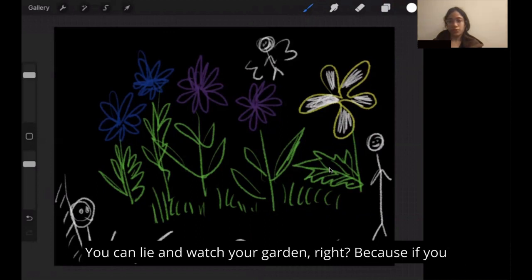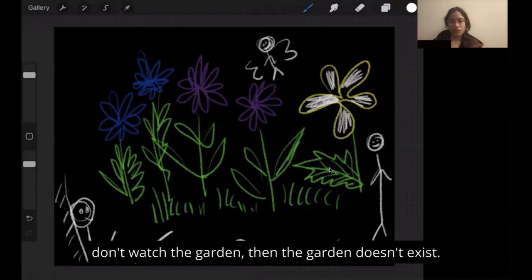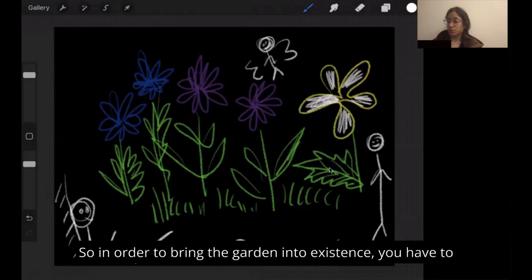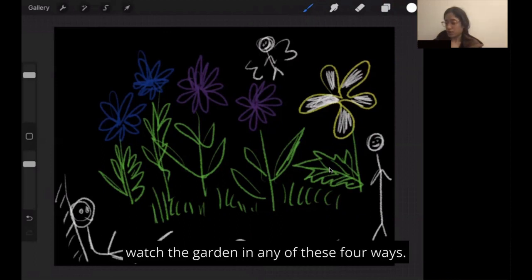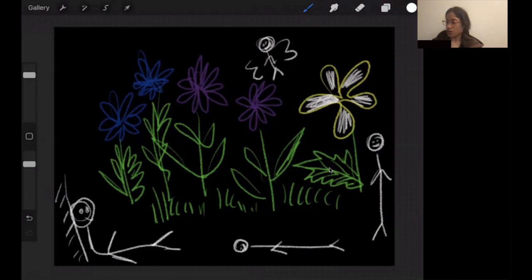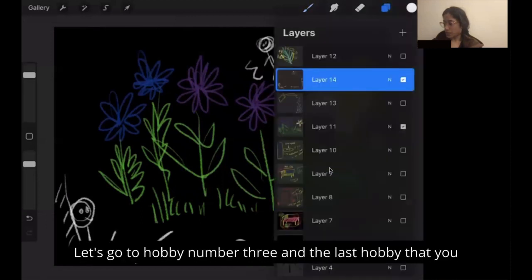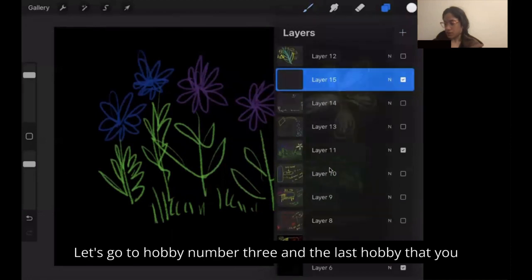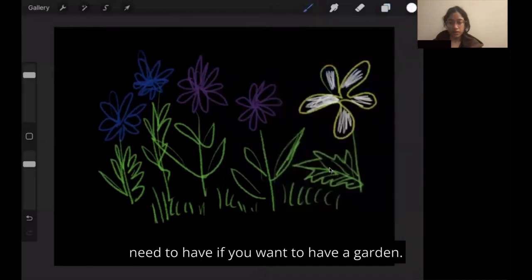Right? Because if you don't watch the garden, then the garden doesn't exist. So, in order to bring the garden into existence, you have to watch the garden in any of these four ways. No other way is allowed. Let's go to hobby number three and the last hobby that you need to have if you want to have a garden.